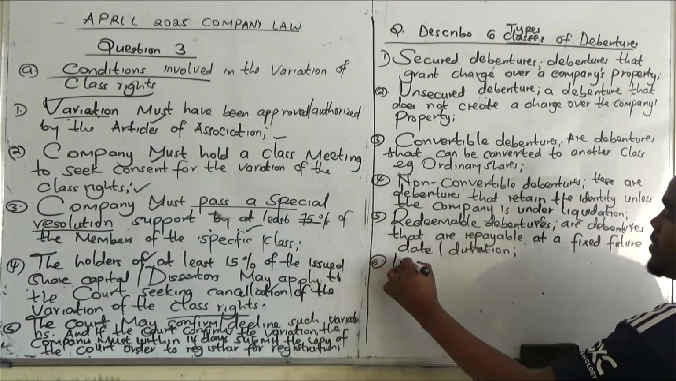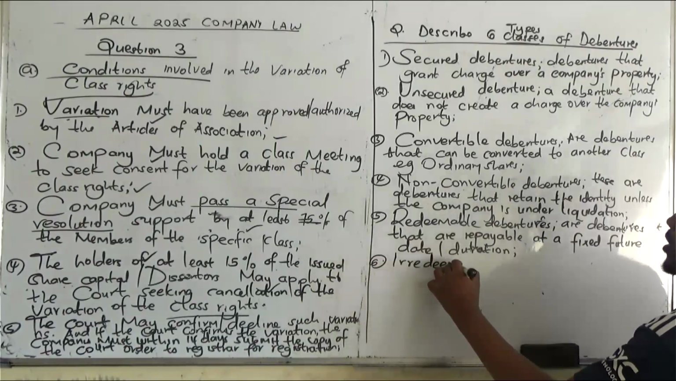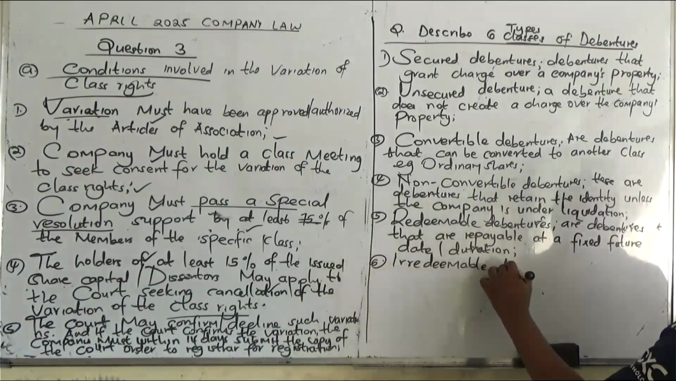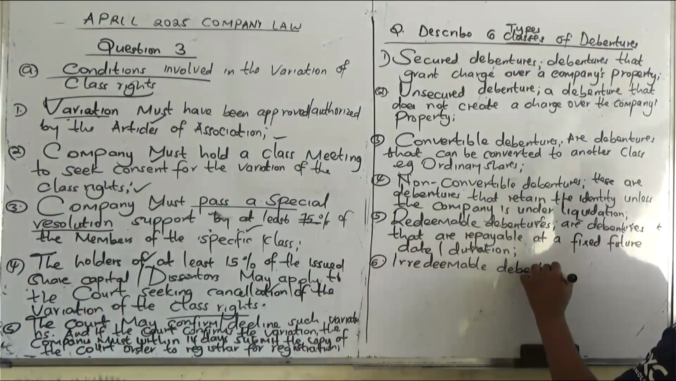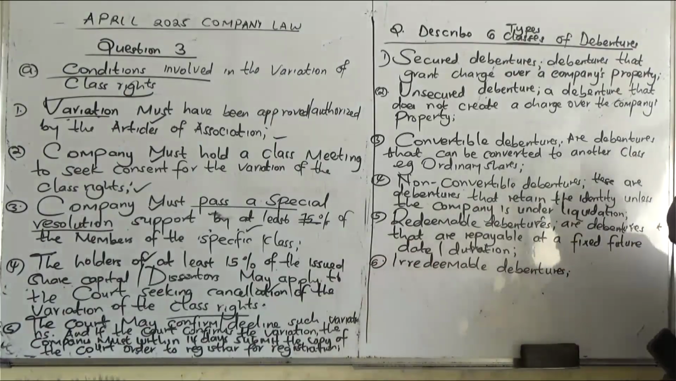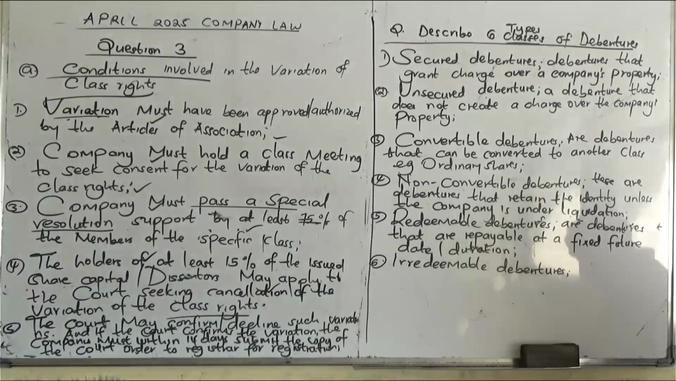The other one is the irredeemable debentures. Irredeemable debentures are debentures that have no repayment date.